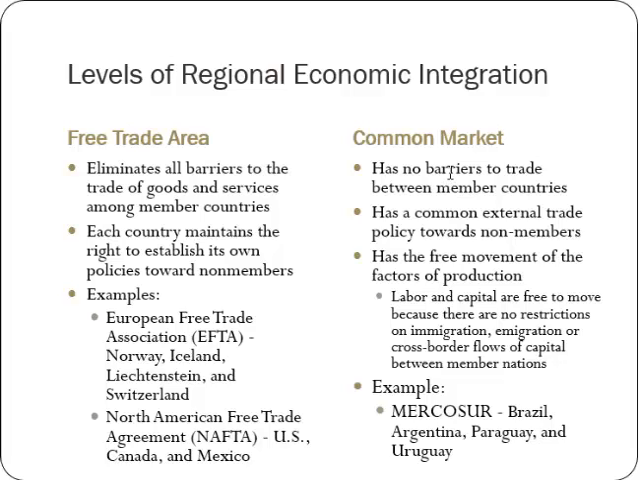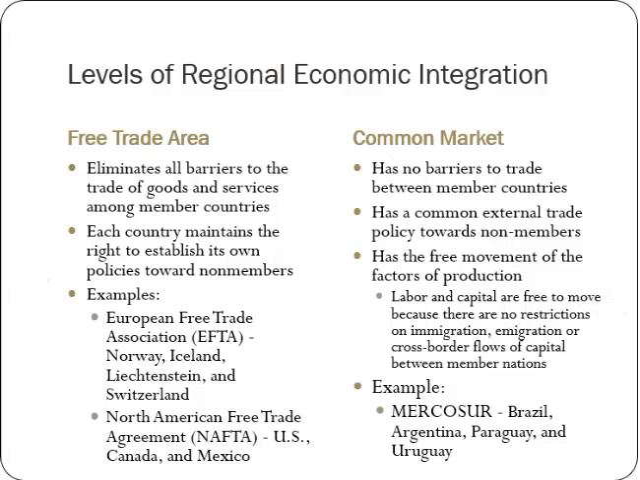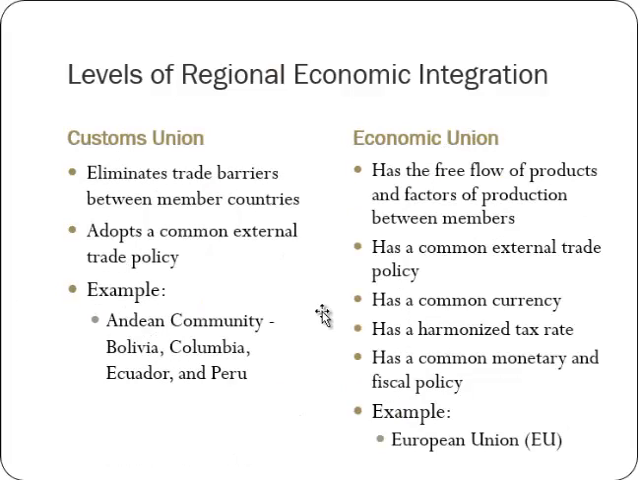Then you have the common market, which has no barriers to trade between member countries and has common external trade policies. An example over here, Brazil, Argentina, Paraguay, and Uruguay made a South American common market, which not only had free trade between each other, but it also established common policies towards outsiders that would ensure that these outsiders don't take advantage of any of the countries to the agreement. And it has the free movement of the factors of production. And again, there's no restriction between member nations. Certainly more than a free trade area, but certainly less than a customs union or an economic union.